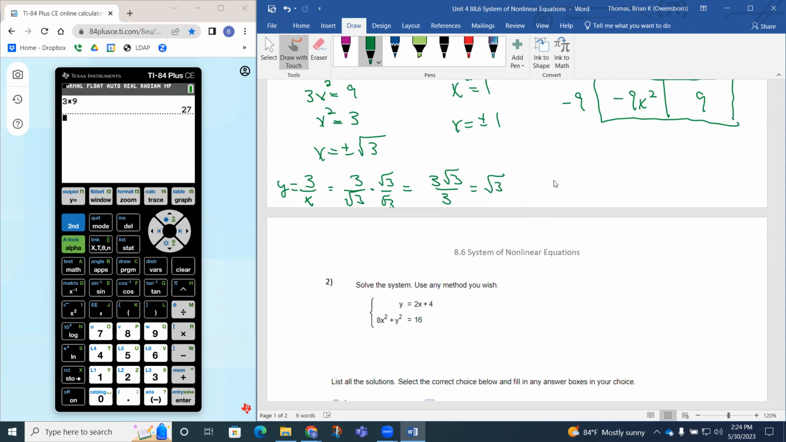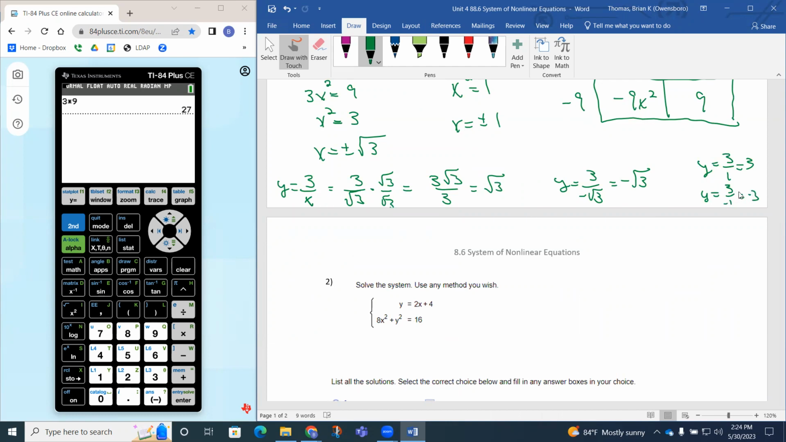So if I put a negative square root of 3 in, y equals 3 over negative square root of 3, that's just going to be the same thing except a negative square root of 3. Then putting a 1 in, y equals 3 over 1, that's going to be 3. And if I put 3 over -1, that's going to be -3.